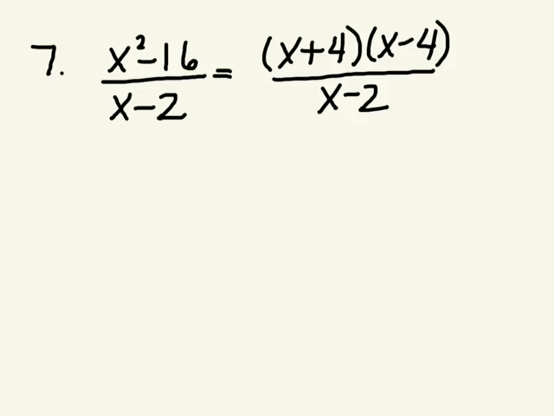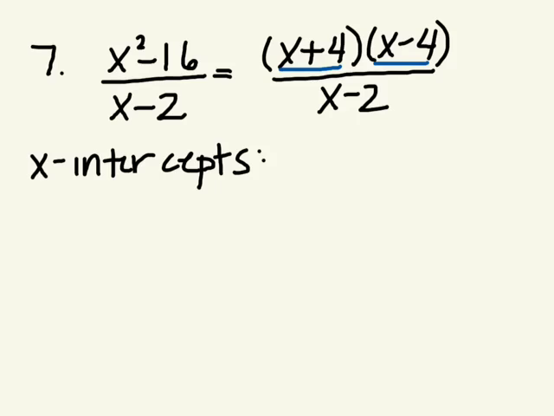What we know from this is that we have zeros or x-intercepts at -4 and 4. Again, it's -4 and 4, and that comes from our numerator. So our x-intercepts come from our numerator.